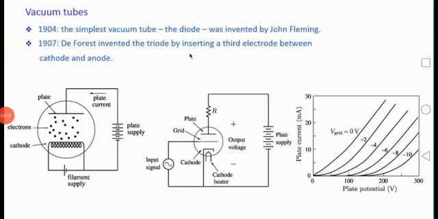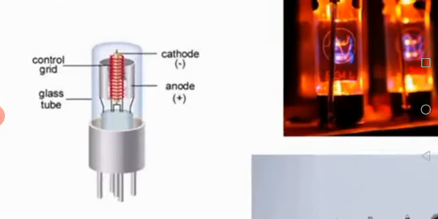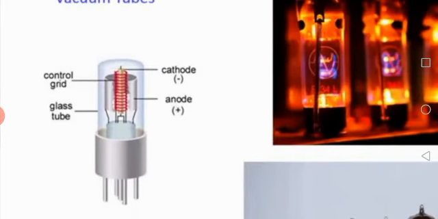Okay, now we shall move to the next slide. In the next slide, you can see the physical structure of a diode, or this is a triode. Here you can see the physical structure of a diode. You can see the cathode, anode, and anode. The positive symbol just indicates the potential.